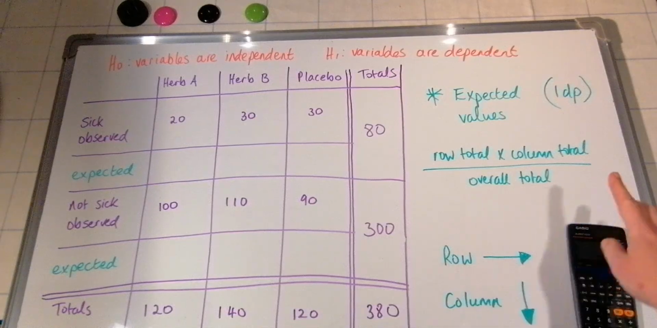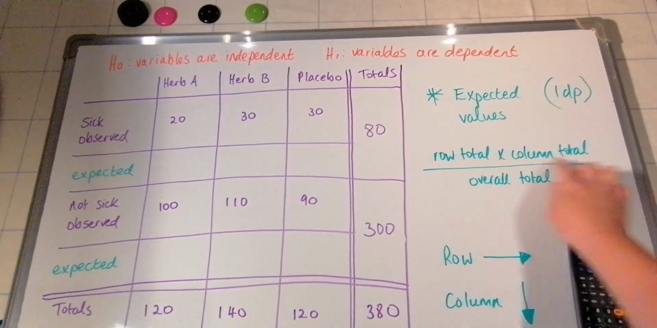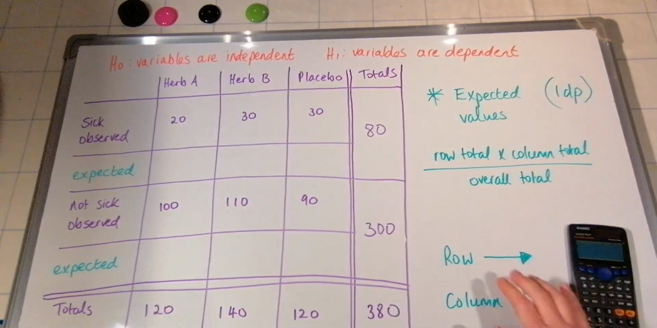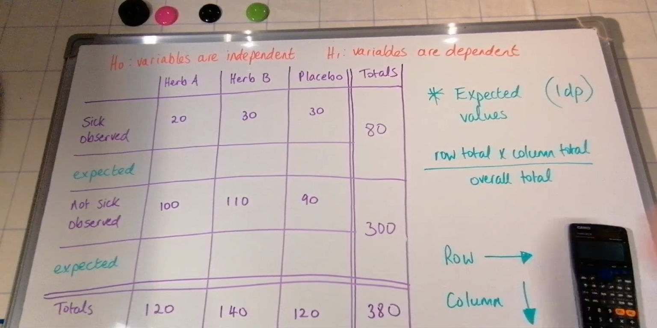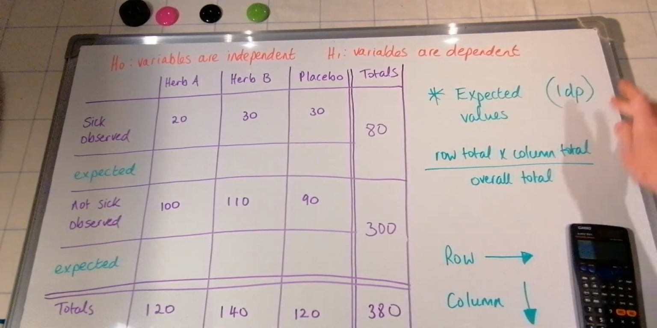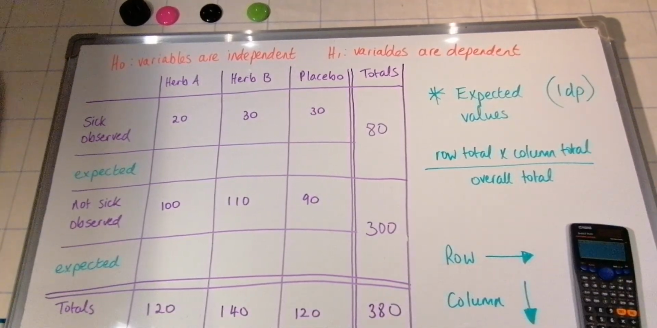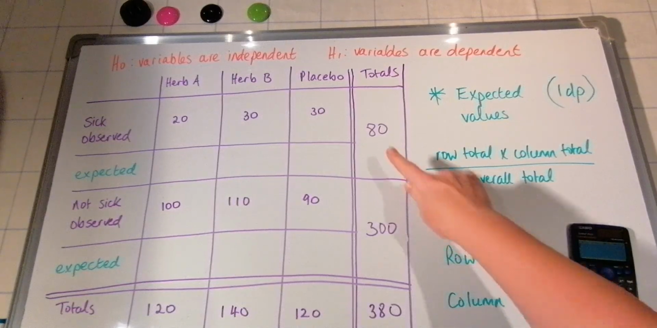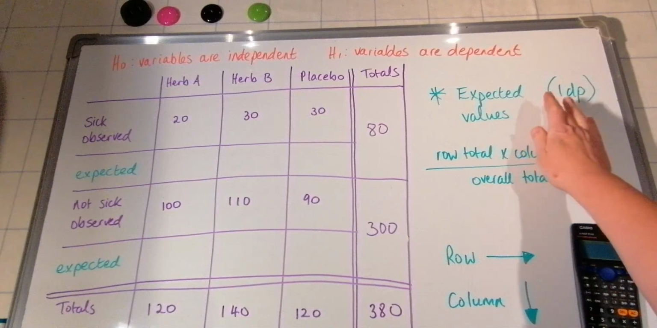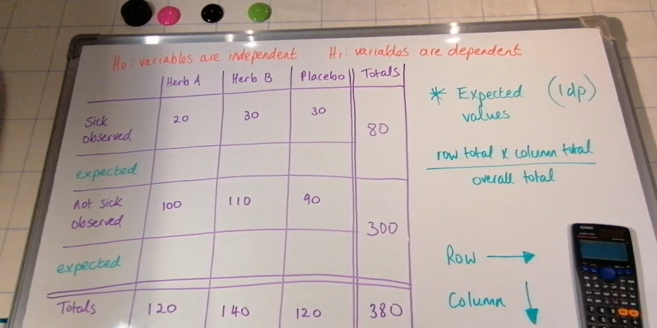Now the wee formula for your expected values is to multiply your row total by your column total and then divide it by your overall total. And I have a wee note down here as well. Remember, rows go across and columns go up and down the table. I'll give these answers correct to 1 decimal place. If we round them off to the nearest whole number, sometimes we won't get that 80 back again or that 300 back again. So where we can, we'll round these off to 1 decimal place.